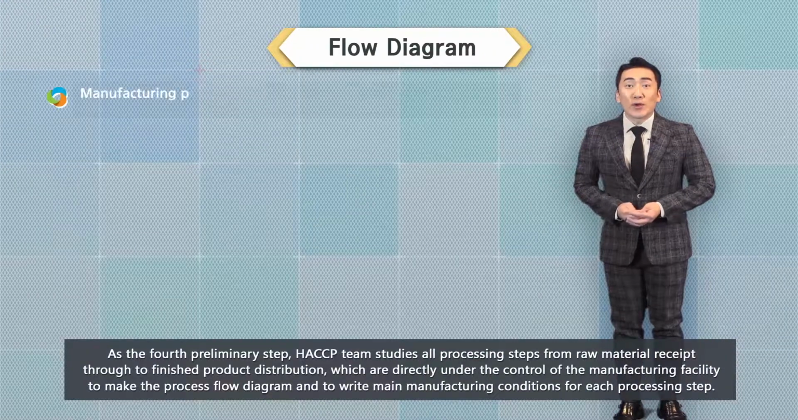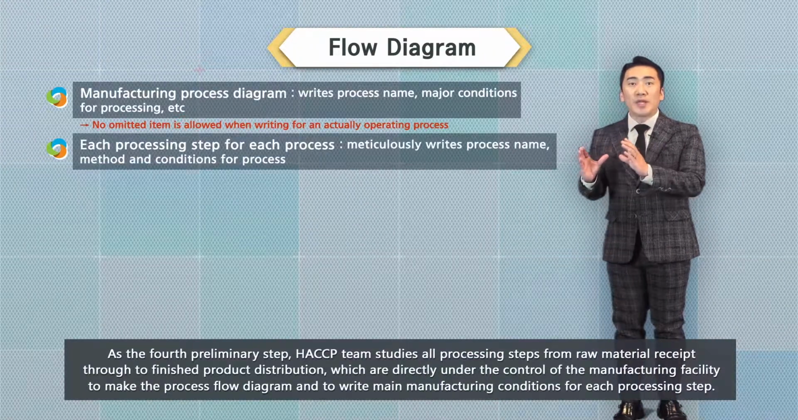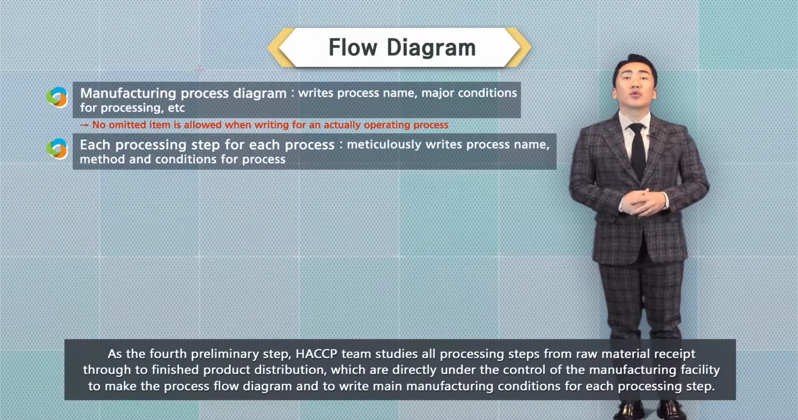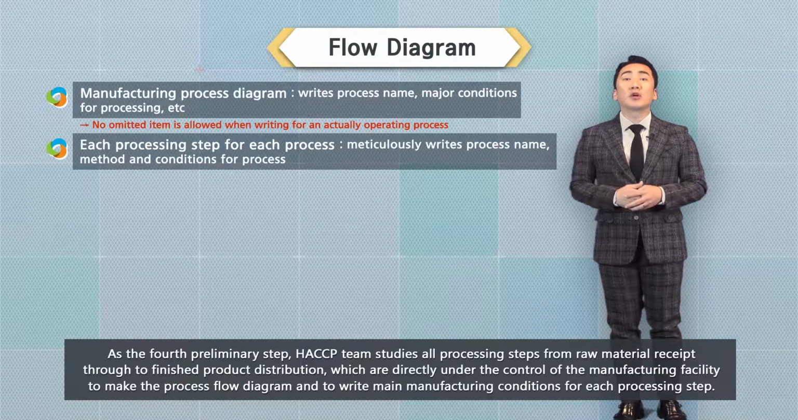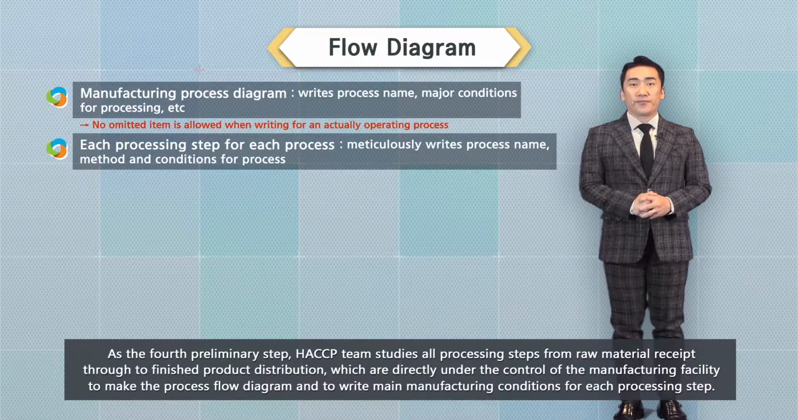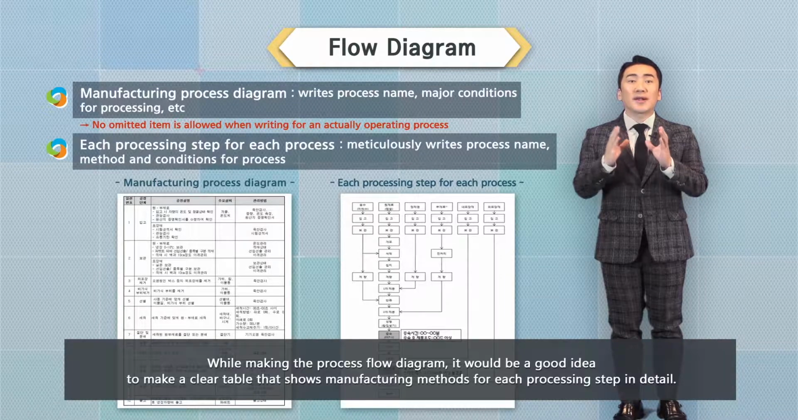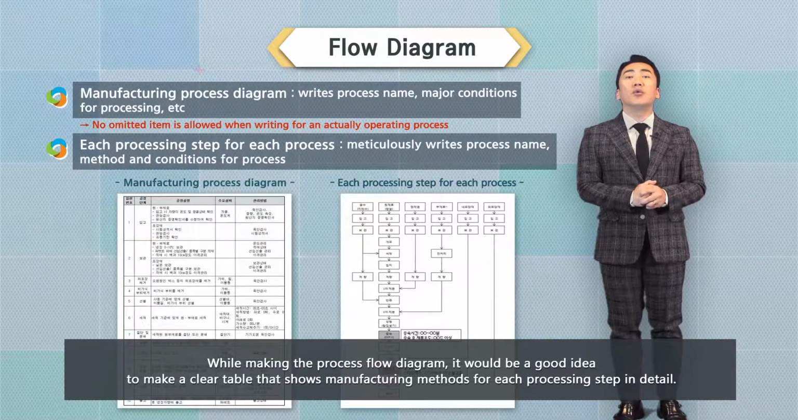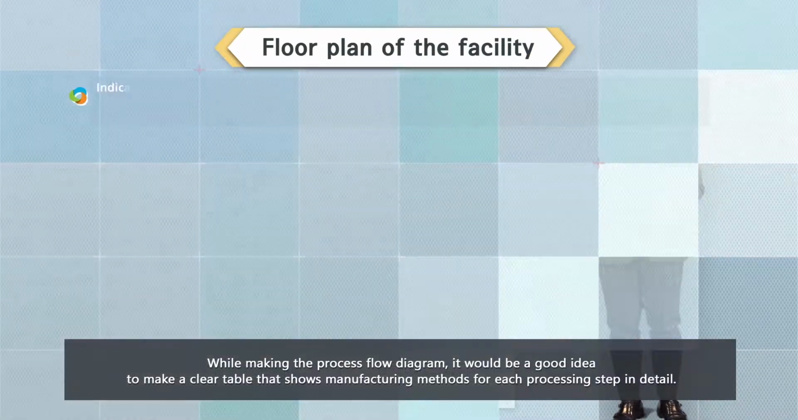As the fourth preliminary step, the HACCP team studies all processing steps from raw material receipt through to finished product distribution, which are directly under the control of the manufacturing facility, to make the process flow diagram and to write main manufacturing conditions for each processing step. While making the process flow diagram, it would be a good idea to make a clear table that shows manufacturing methods for each processing step in detail.